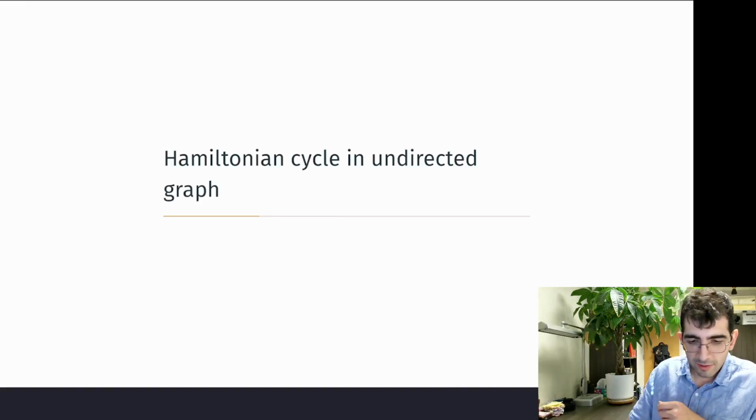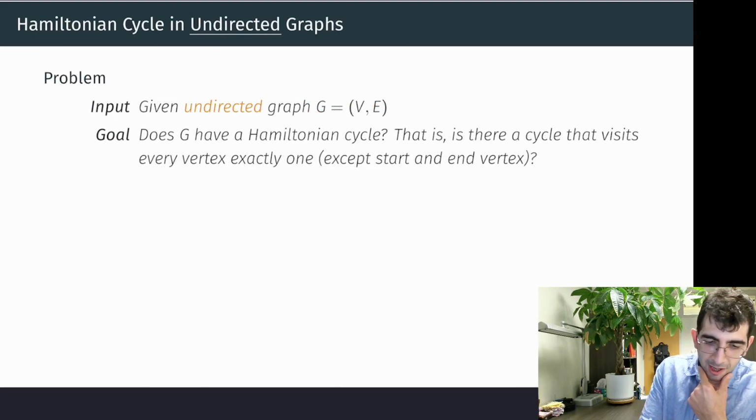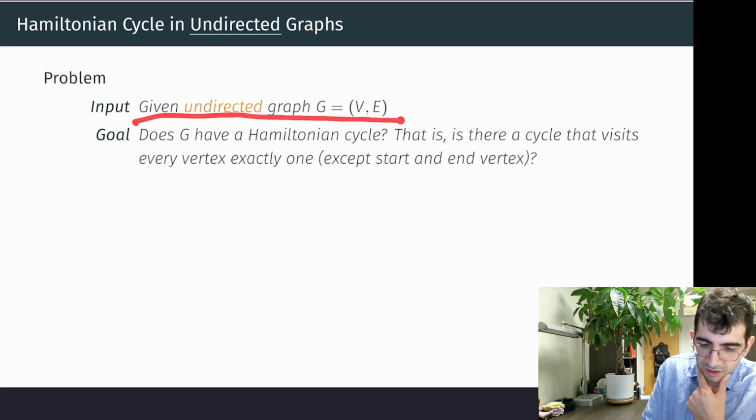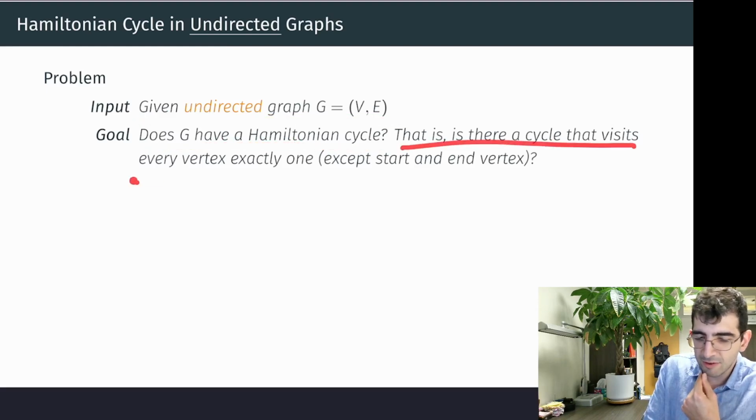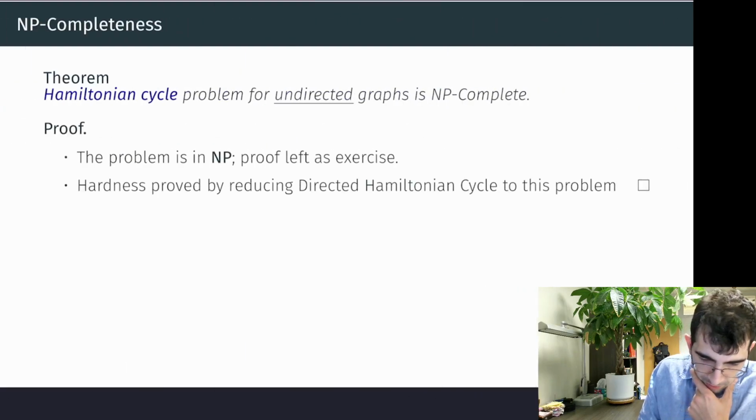Okay, so that was the directed Hamiltonian cycle, but the question is, is the undirected version of the Hamiltonian cycle just as difficult, or more difficult, or less difficult? Okay, so Hamiltonian cycle in undirected graphs. Given an undirected graph G of V, E, does G have a Hamiltonian cycle? I.e., is there a cycle that visits every vertex exactly once, except the start vertex, which gets visited twice? All right?